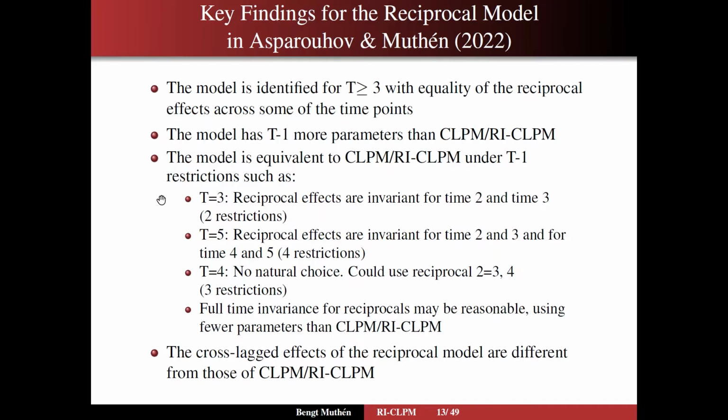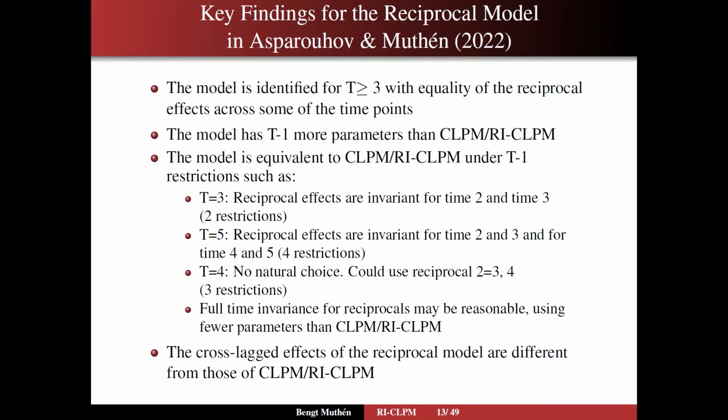So for instance, for t equals 3, then t minus 1 is 2. So we apply 2 restrictions, and we can for instance assume that the reciprocal effects are invariant for time 2 and time 3. With 5 time points, we have t minus 1 equals 4 restrictions, and the reciprocal effects are invariant then, for instance, for time 2 equal to time 3, and for time 4 equal to time 5, or other combinations that you may want to explore. The models are then identified with those 4 restrictions.